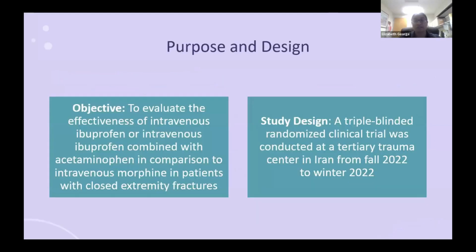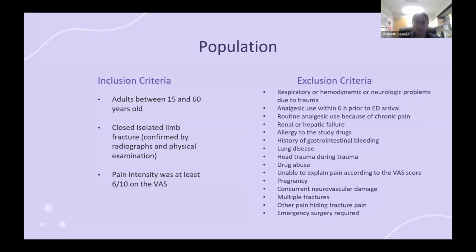As for the purpose and design, the objective of this trial was to evaluate the effectiveness of intravenous ibuprofen or intravenous ibuprofen combined with acetaminophen in comparison with intravenous morphine in patients with closed extremity fractures. And as for the study design, it was a triple-blinded randomized clinical trial that was conducted in a tertiary trauma center in Iran. As for the population, the inclusion criteria included adults between the ages of 15 and 60 who had closed limb fractures and had a pain intensity that was at least a 6 out of 10 on the VAS scale.